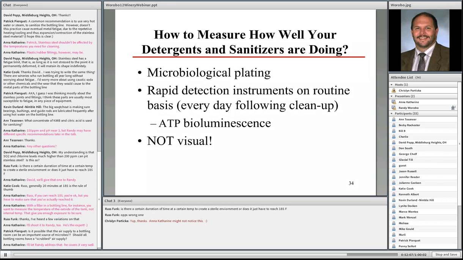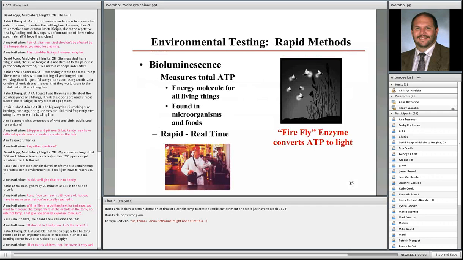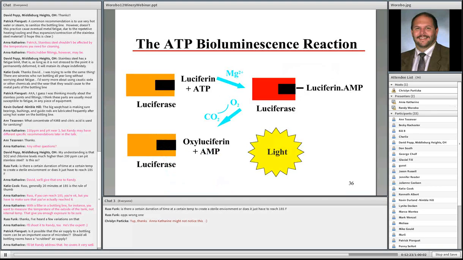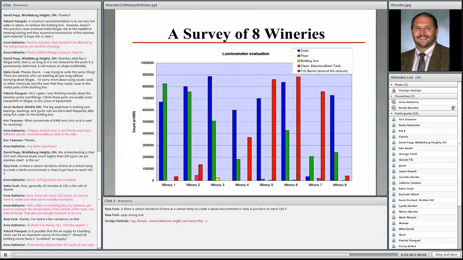How to actually determine whether you're doing a good job of cleaning and sanitizing. You can use traditional microbiological plating, but what's faster is what's called ATP bioluminescence. It's a swab system. It relies on the firefly enzyme. It picks up any ATP which is associated with any microorganisms that are still alive. You swab it, it reacts with what's called luciferin, and it produces light, and it gives you a rapid indication.